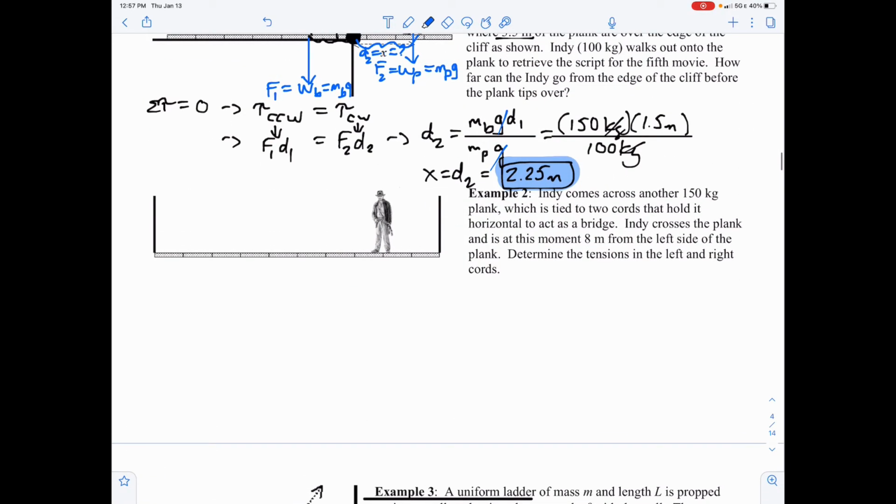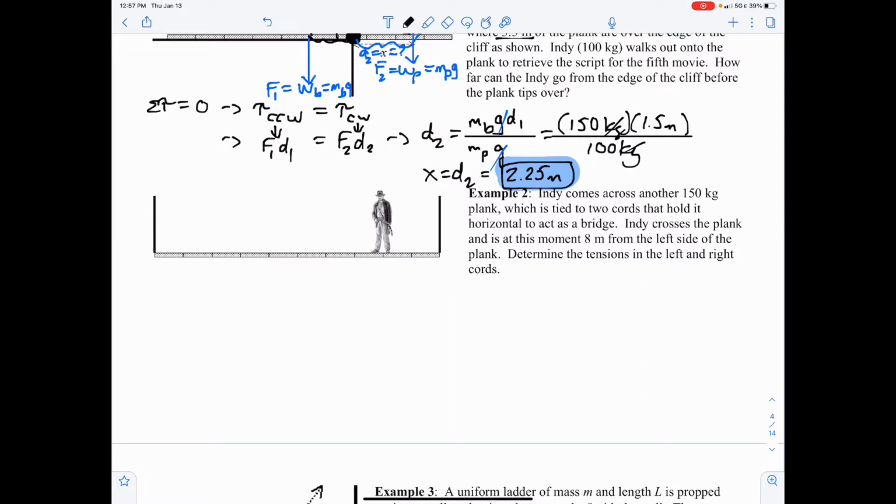Example 2. Indy comes across another 150 kilogram plank, which is tied by 2 cords holding it horizontal to act as a bridge. Indy crosses the plank and at this moment is 8 meters from the left side of the plank. Determine the tensions in the left and right hand side. Okay, so first, let's go ahead and find all the forces that are acting on this particular board.